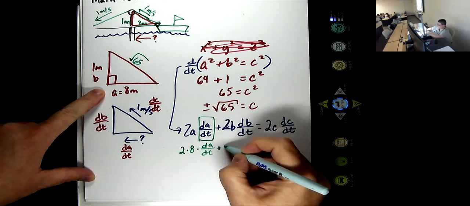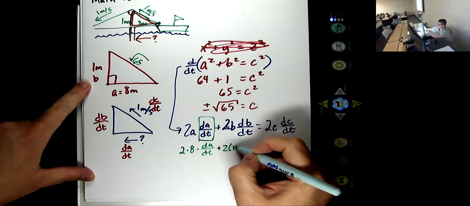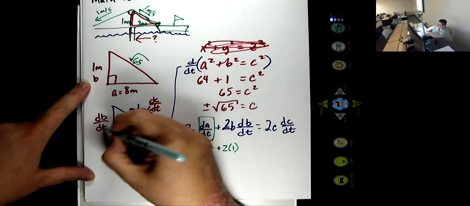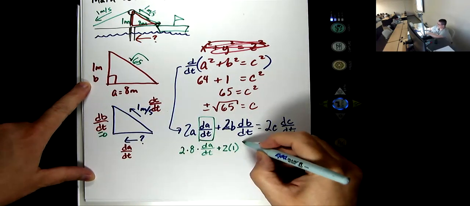And then I've got B. B is 1, so I've got 2 times 1. What's dB/dt? Exactly. The pulley's not moving. It's stuck on a pole, so its height's not changing. This is 0. So that's 0.